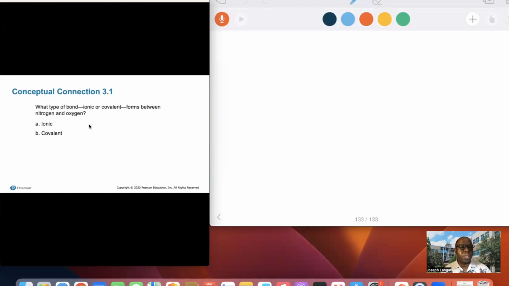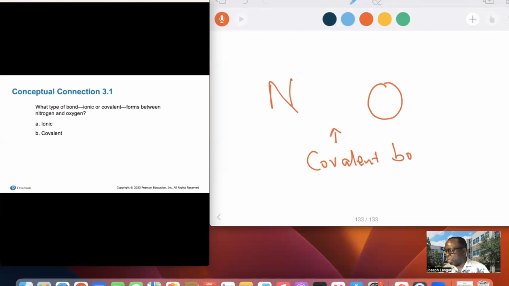The correct answer for this is covalent, because nitrogen is a non-metal, oxygen is a non-metal, and the type of bond between them is called a covalent bond. And it's formed as a result of sharing of electrons.